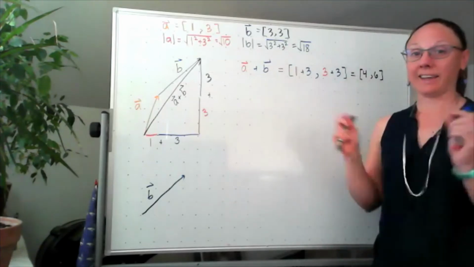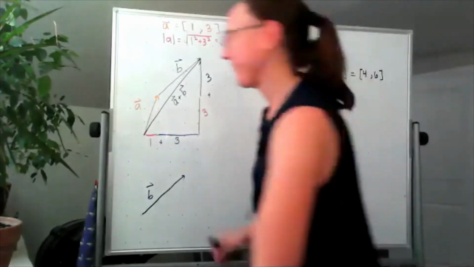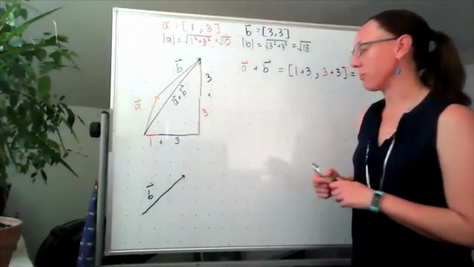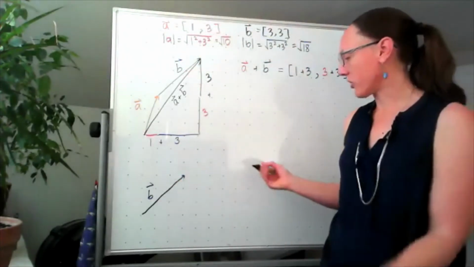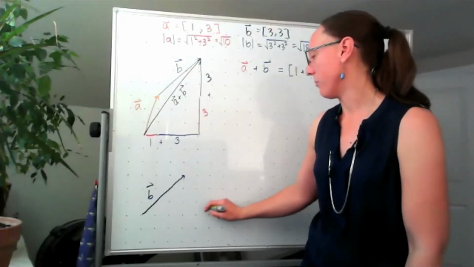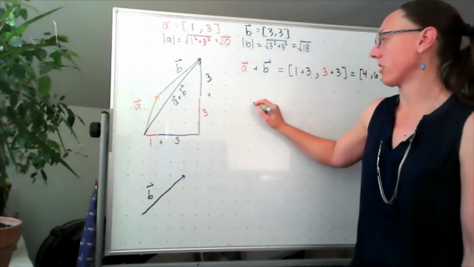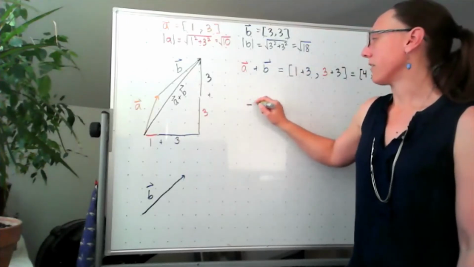Similarly, I can add two vectors, but I can also multiply a vector by a constant. So if I were to take that vector B and I actually wanted to sketch the vector, let's say I wanted to take the vector B and sketch the vector -2B.